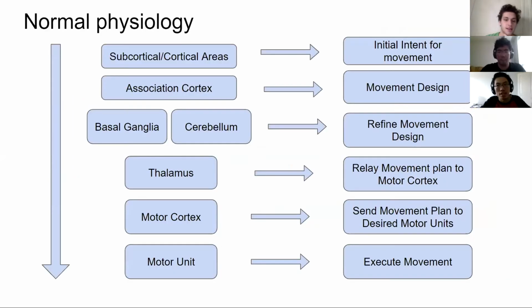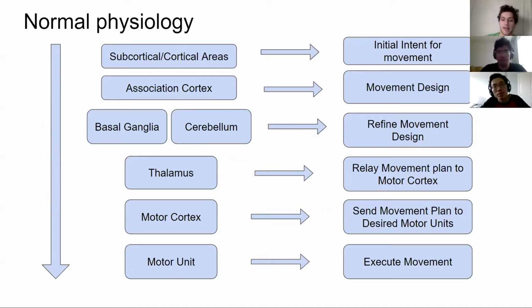Next slide. A little bit about the normal physiology. Initially, you have the subcortical areas. They give the initial intent to move. Then the association cortex, which includes the cortical areas located between the visual, auditory, and somatosensory cortices, creates a movement design. And then that goes to the basal ganglia and the cerebellum, which refine that movement plan.